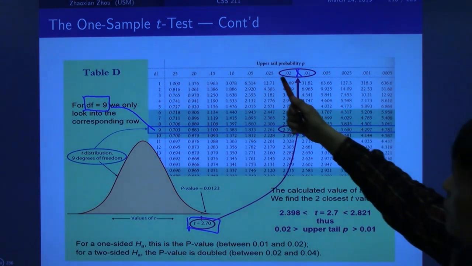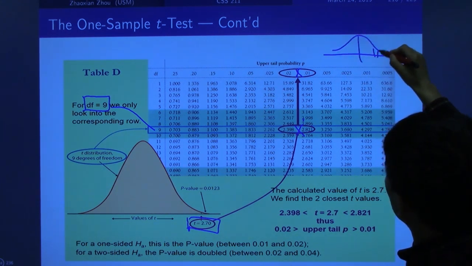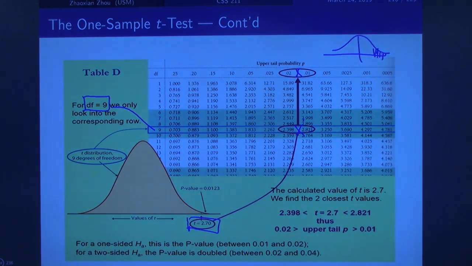Because this one is called the upper tail probability, so that means like this. And for a one-sided test, this is the p-value. So you can see the p-value is not exact. It gives us a range. It's between 1% and 2%. We don't know exactly if it equals 1.5 or 1.6. We can do some interpolation, but most probably that is not necessary. So we only need to know the range.